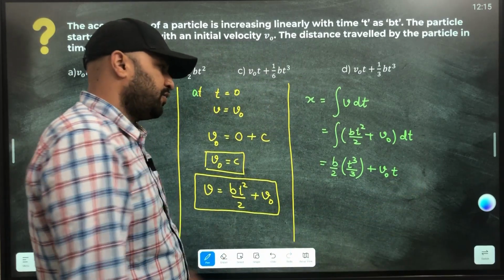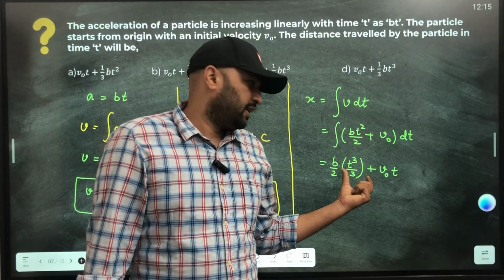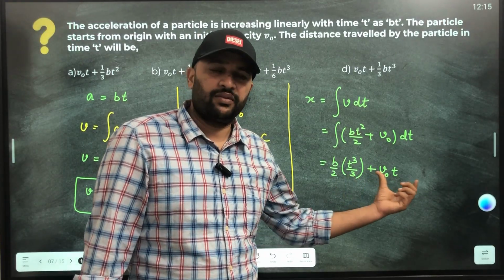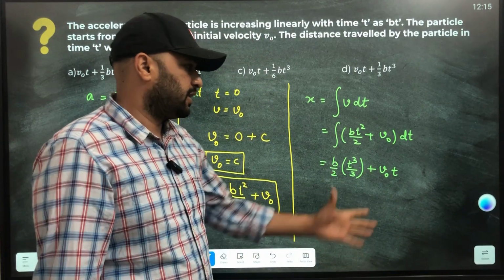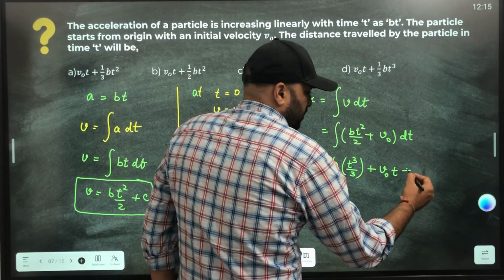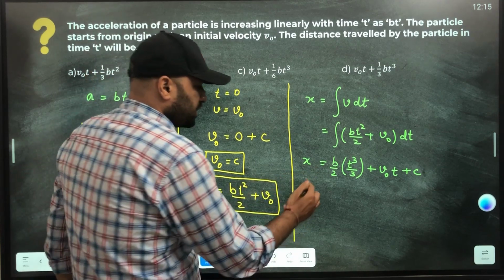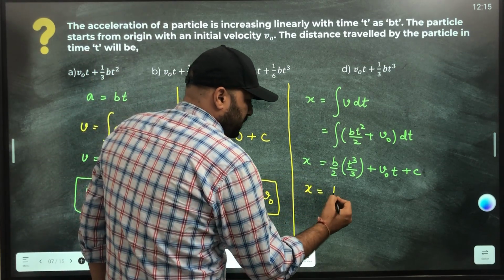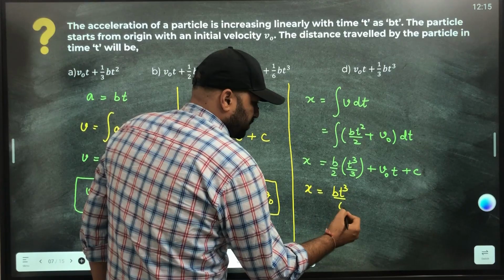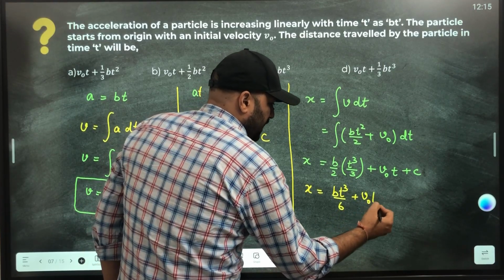Now in case you are having some difficulty in this part, just go through your integration part once again. This will be cleared. How I got this. Now plus a constant c. Whenever we integrate, we get a constant at the end, right? So this can be written here as x equals bt cube upon 6 plus v naught t plus c.